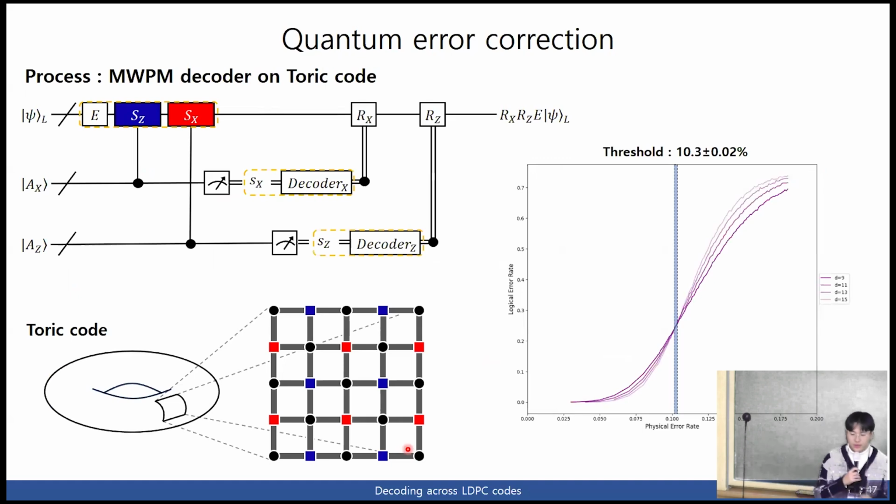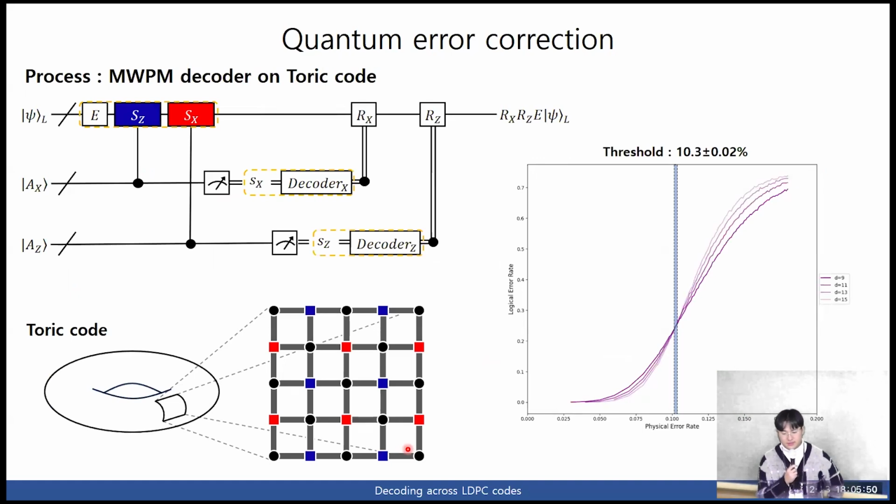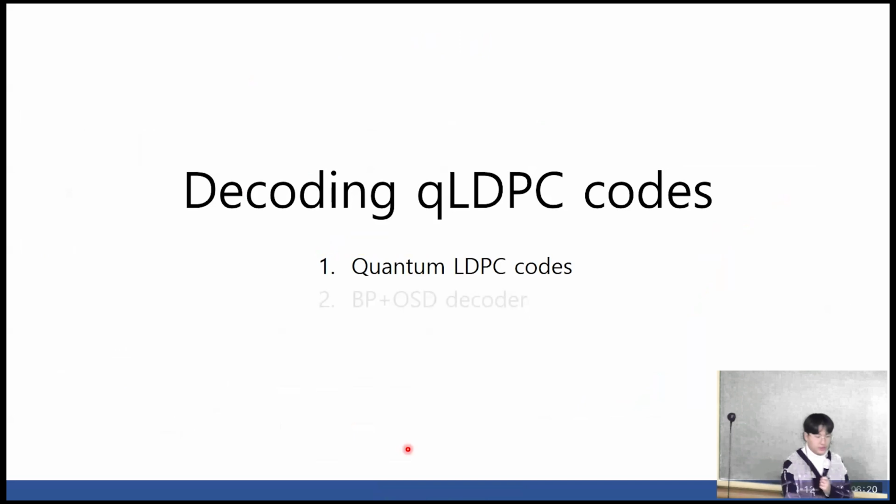This example here is the process of the minimum weight perfect matching decoder on a toric code. This is the toric code's Tanner graph, which you can see has a plane of qubits and X and Z measurements. The minimum weight perfect matching decoder gives a threshold of about 10.3%. I'm not going to talk about the details right now. So that was the quantum error correction.